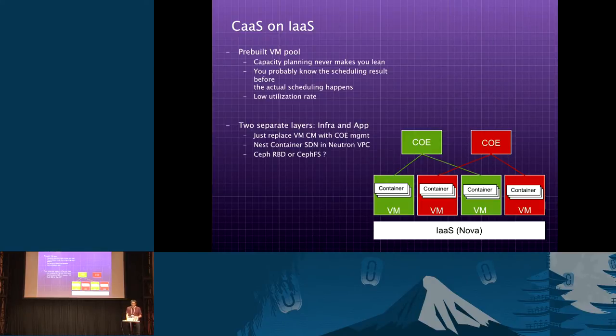Another problem: suppose you have a database container and a web container. The database container requires more memory and disk space, but the web container asks for higher CPU. So you probably set up different instance types for different containers, and you probably know the scheduling result before you actually schedule it. Then the question is, why do another scheduling if you know where your container goes? That's the fundamental problem.